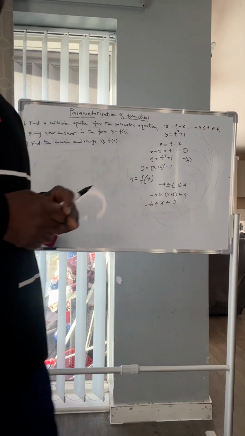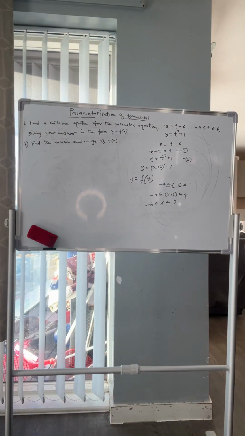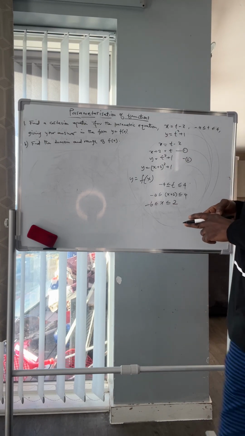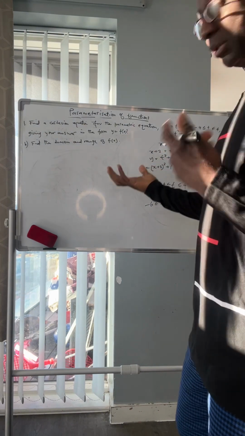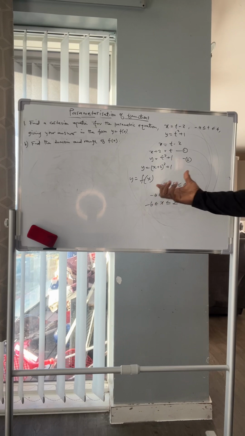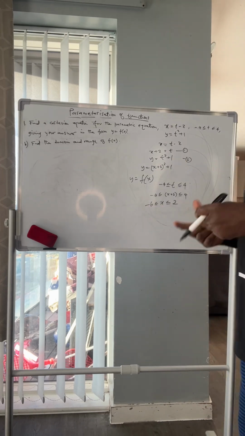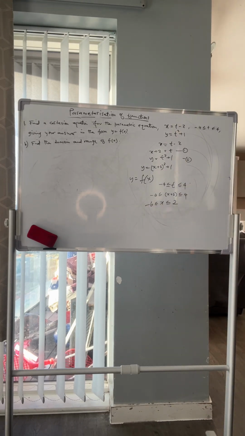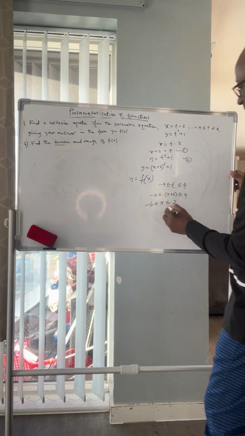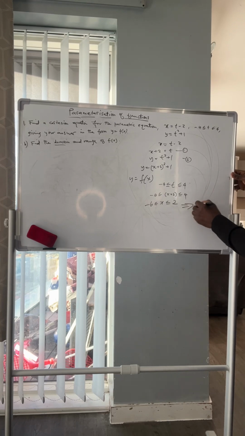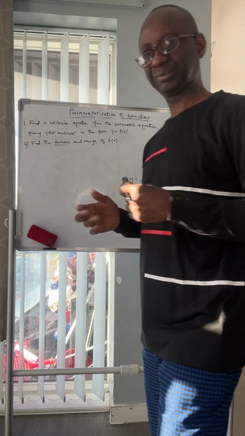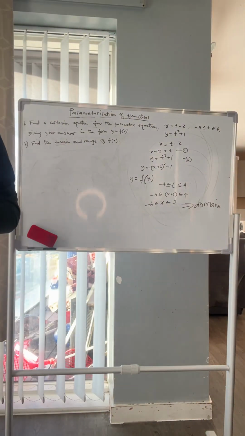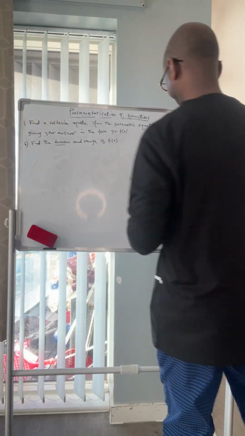Now what do we do next? We plot our graph, because our graph will make us see the range. We can get it from here, but I want us to plot the graph so that we can see how the range is being calculated. This is the domain. We found it here. Correct? So now let's plot this graph.